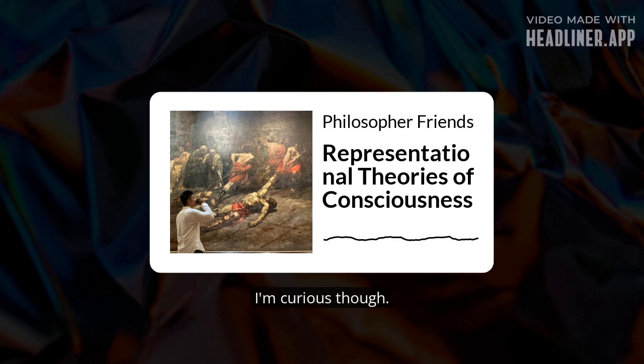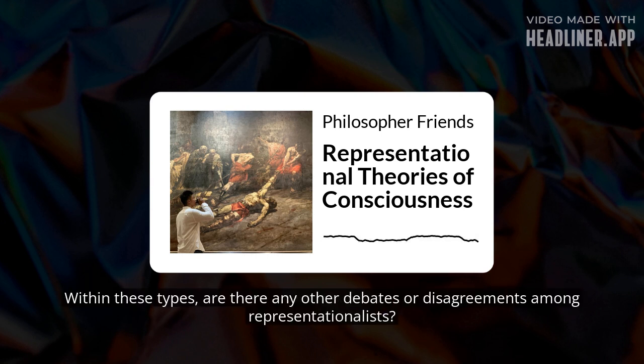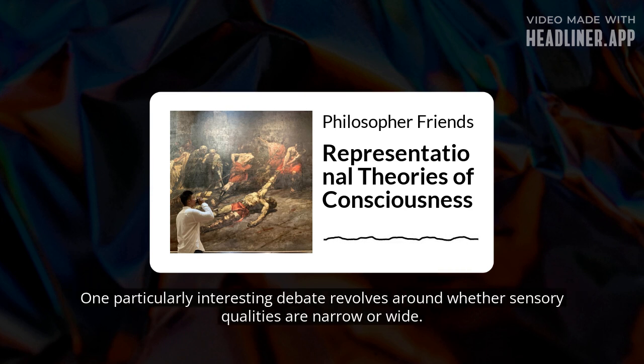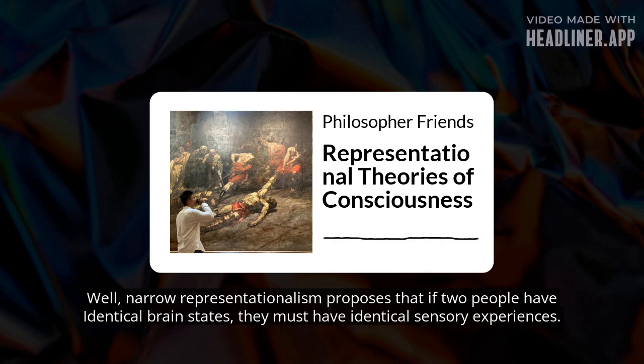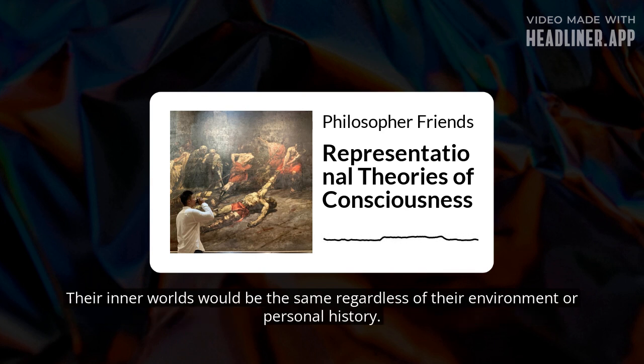Yeah. I'm curious, though, within these types, are there any other debates or disagreements among representationalists? There are indeed. One particularly interesting debate revolves around whether sensory qualities are narrow or wide. Narrow versus wide. What does that even mean in this context? Well, narrow representationalism proposes that if two people have identical brain states, they must have identical sensory experiences. Their inner worlds would be the same, regardless of their environment or personal history.